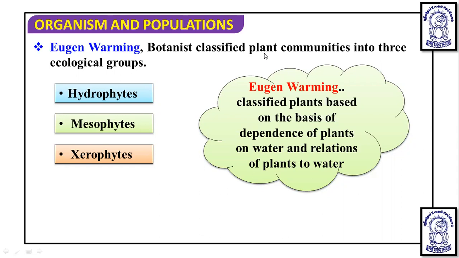Based on this, Warming classified them. As you know, hydrophytes are the water-loving plants, so they are found in a watery or aquatic habitat. Mesophytes are found in an area or condition where the soil is not too dry, not too wet; they are found in mesic conditions. And xerophytes are the plants found in dry areas or where water deficiency is found.